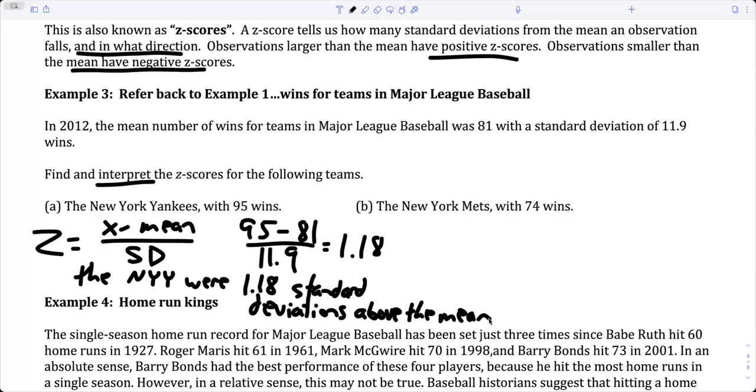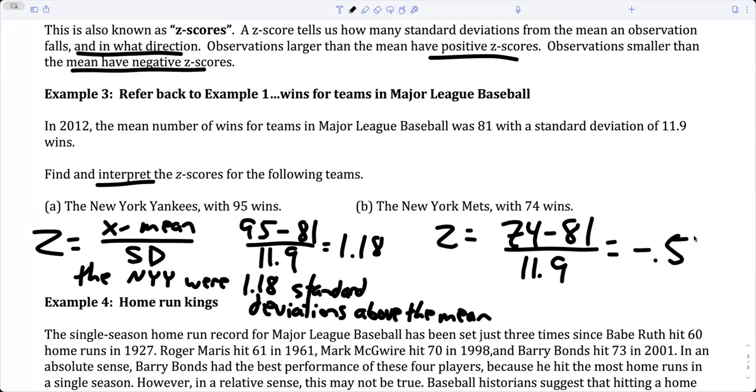And part B, the New York Mets with 74 wins. So my Z-score is going to be 74 minus the mean, minus 81. So they're below the mean, so obviously my Z-score will be negative this time. And so 74 minus 81 divided by 11.9 gives me negative 0.59.